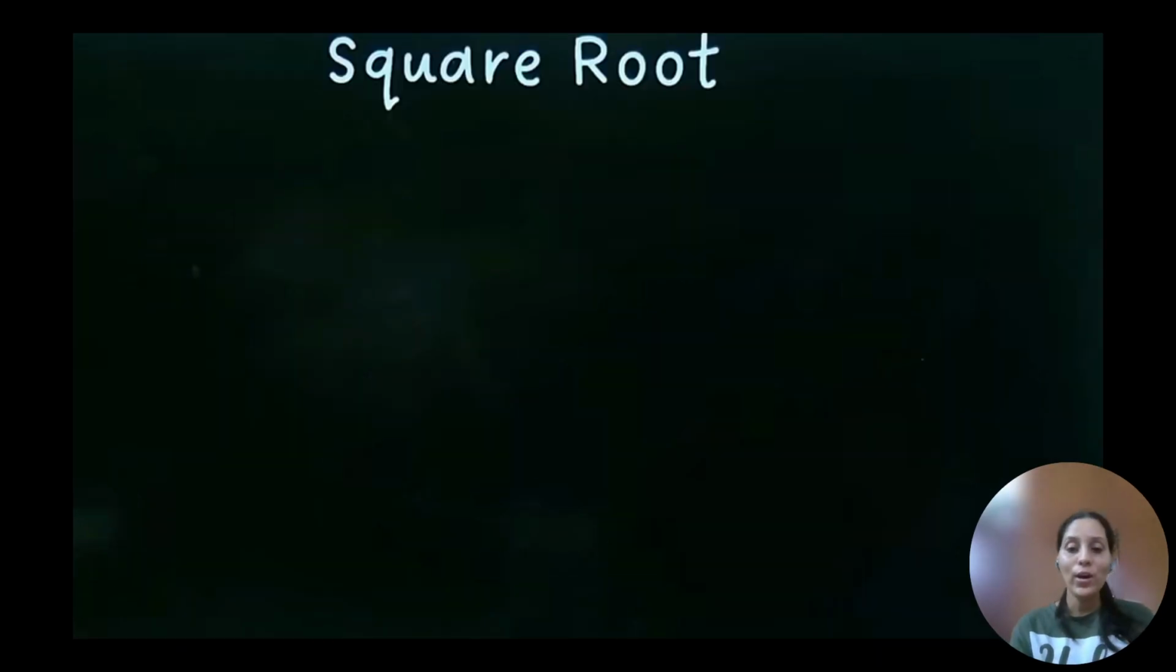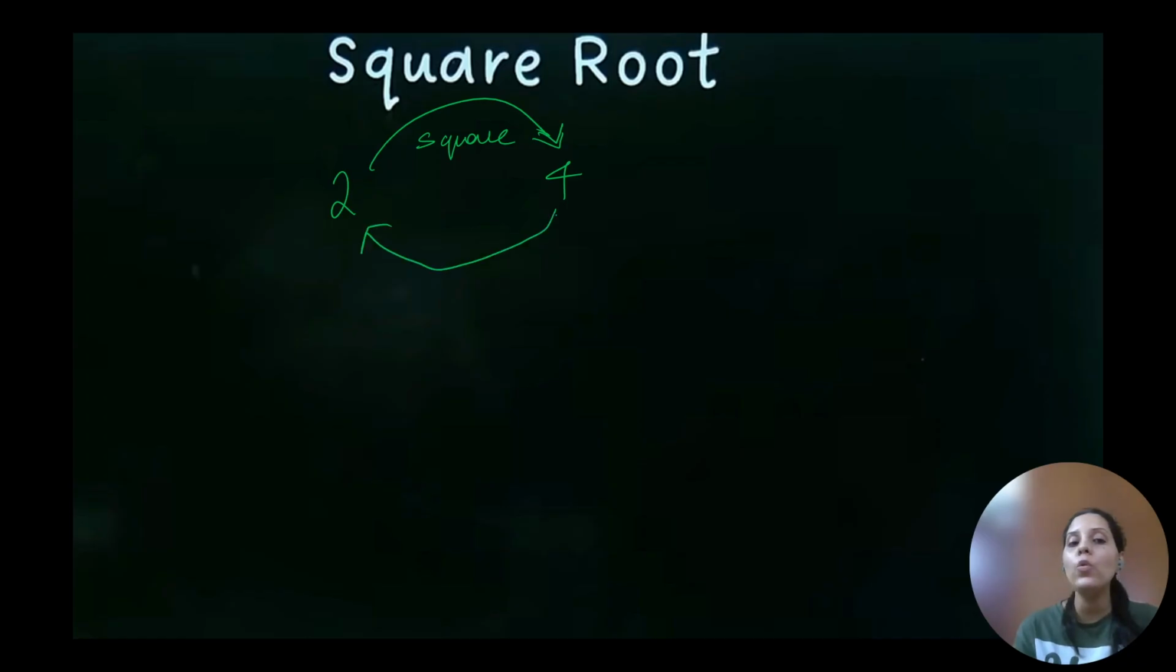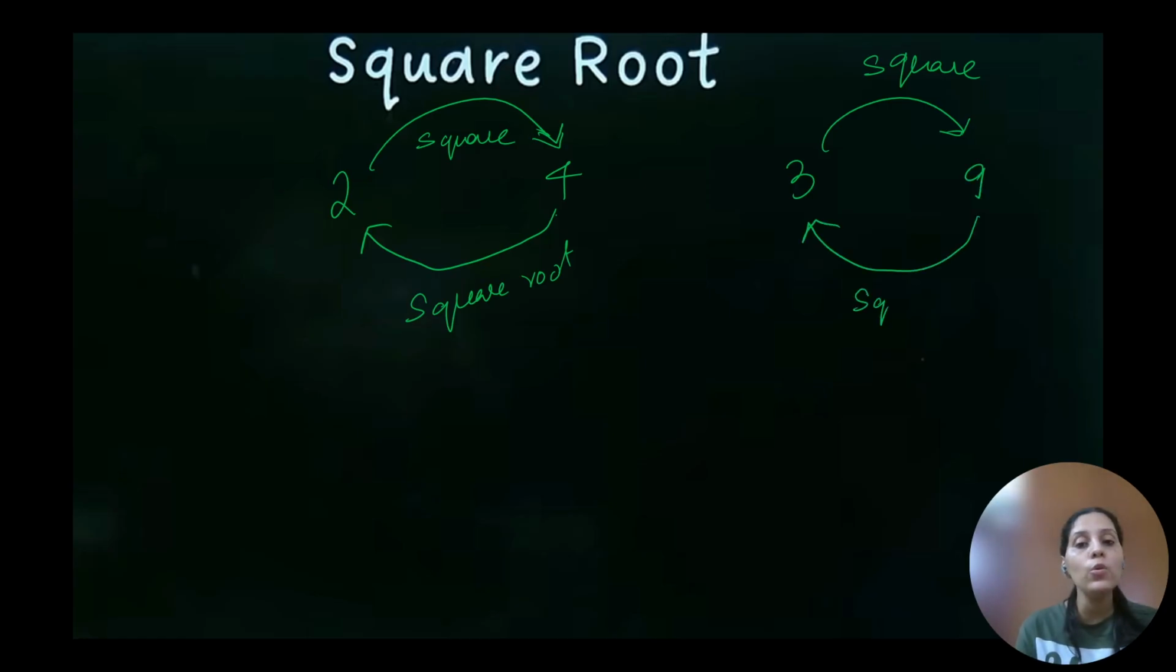Next one. Now, what is square root? 2 squared will be 4, isn't it? Now, the square root of 4 is 2. Similarly, 3 squared is 9, but the square root of 9 is 3.